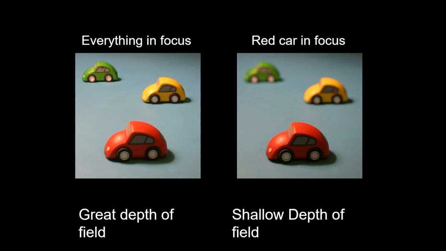To compare, when you have an image where everything's in focus, you can see that here on the left, and we call that great depth of field or deep depth of field. I prefer great because deep depth of field is harder to say. Then there's shallow depth of field, where there's this narrow band where the red car's in focus, but the yellow and green are out of focus. It's not that they disappear, they're just slightly blurry.